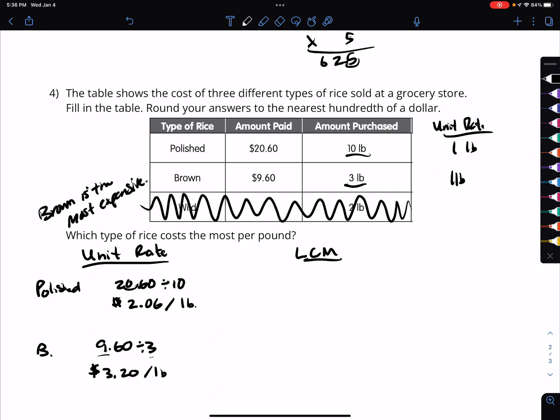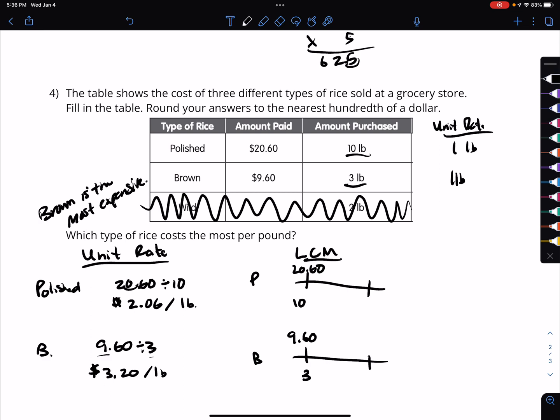decimal division and I sometimes don't get along, so I am going to double check with my least common multiple. And so for this, that's where we set up our unit, our rate line rather. And so this is for polished, this is for brown, and we know that 10 pounds of polished is $20.60. 3 pounds of brown is $9.60.